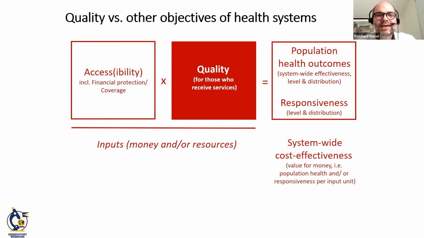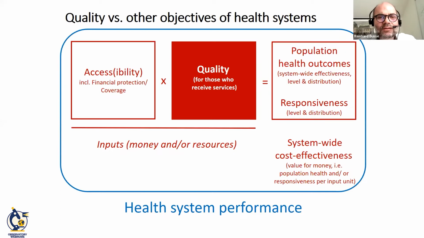And then we can divide this by the inputs, usually money, but also human resources, hospital beds, and so on. And then we get something which we could call system-wide cost effectiveness. So how much outcomes, how much responsiveness do we get per unit of money? And this is what we call health system performance. So we have the broader performance, including all these dimensions, and we have the more narrow quality.